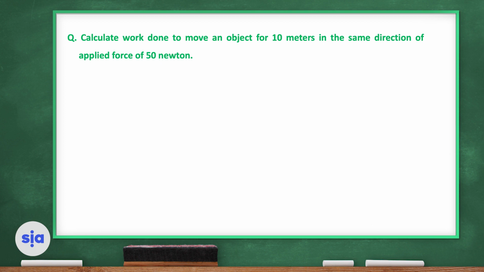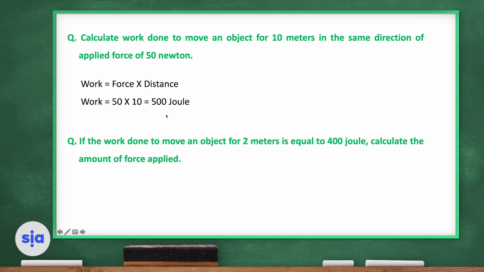Now, calculate the work done to move an object for 10 meters in the same direction of an applied force of 50 Newton. We have 10 meters distance and the force is 50 newtons. As we discussed before, work equals force times distance. So work equals 50 times 10 equals 500 joule.